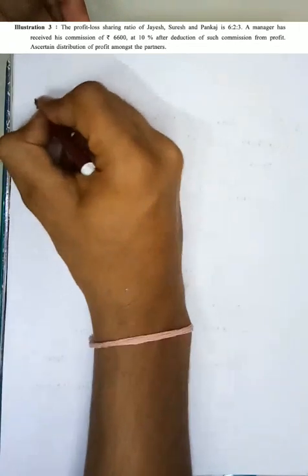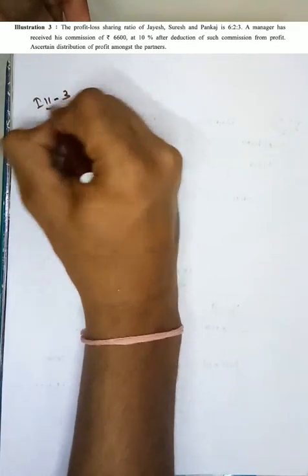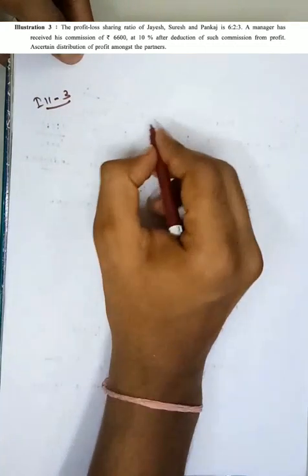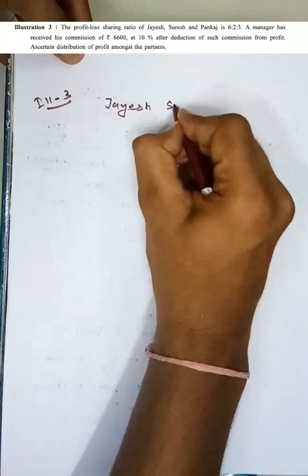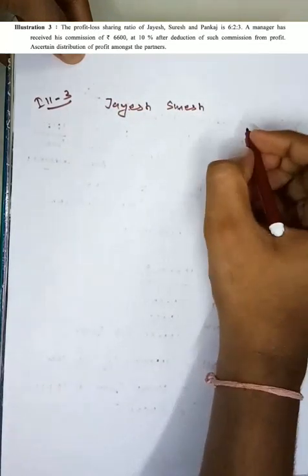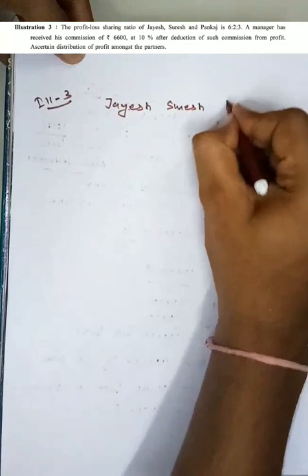So basically there are 3 partners. Let's start with the third illustration. Illustration number 3. 3 partners are there. The names of the partners are Jayesh, Suresh and third one, that is Pankaj.